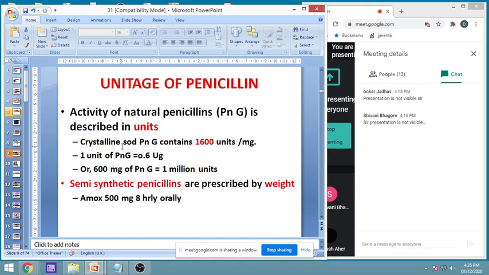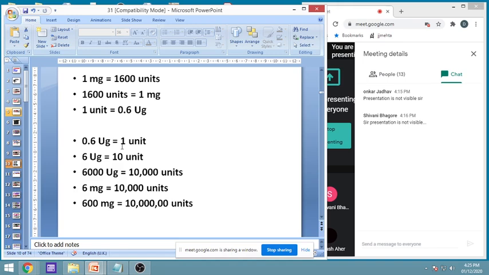So if it was seen that when batches pass, the activity is the same, on that basis the units were made. In earlier days this was done, and it has continued in the case of penicillin G and insulin. Even though nowadays we have many methods of purification, confirmation, and assay, this is the reason why we use units for these natural compounds. So 1 milligram is equal to 1600 units, or vice versa, and we can calculate accordingly.